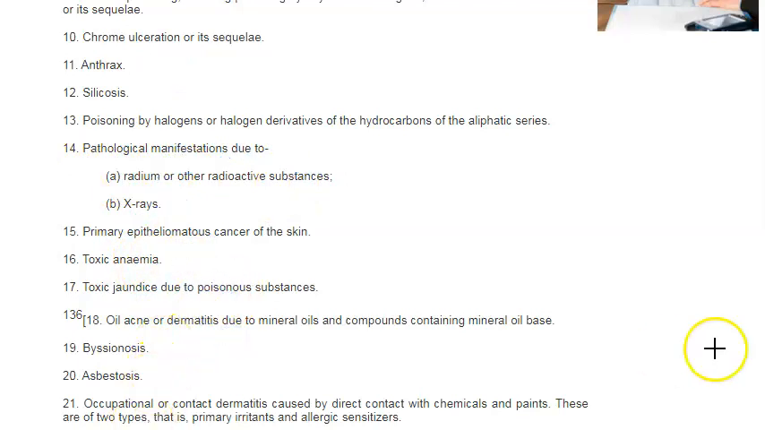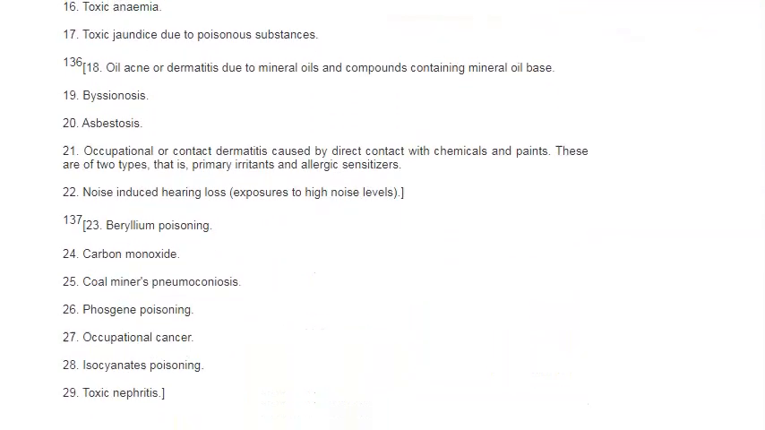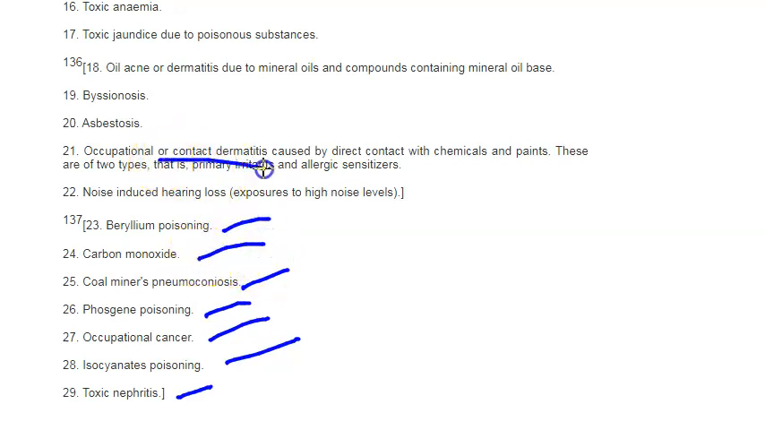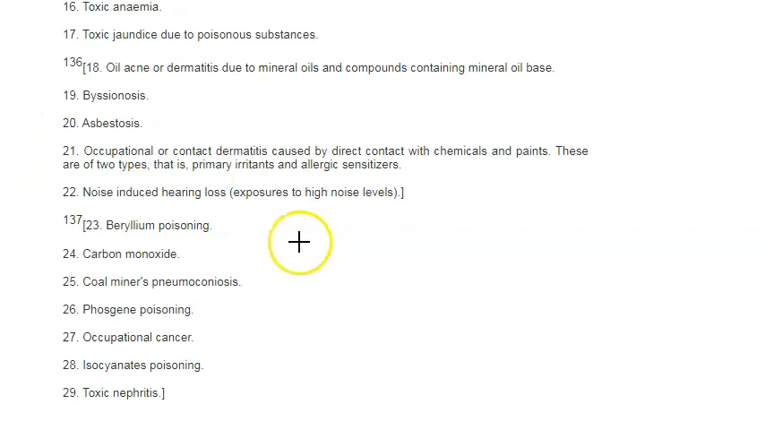Asbestosis. So many things are there here, but these are different from the notifiable diseases which doctors are told to report, right? This is something different. Phosgene poisoning, occupational cancer, isocyanates poisoning, toxic nephritis, coal miners' pneumoconiosis, beryllium poisoning, carbon monoxide, contact dermatitis, occupational or contact dermatitis, noise-induced hearing loss. So all these are the notifiable diseases in the Factories Act.